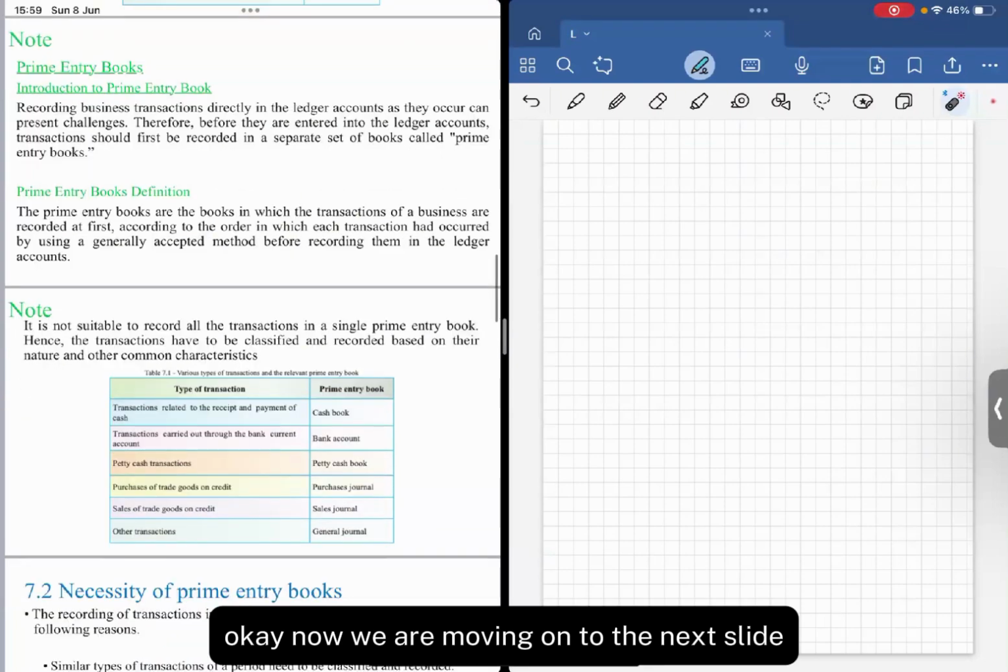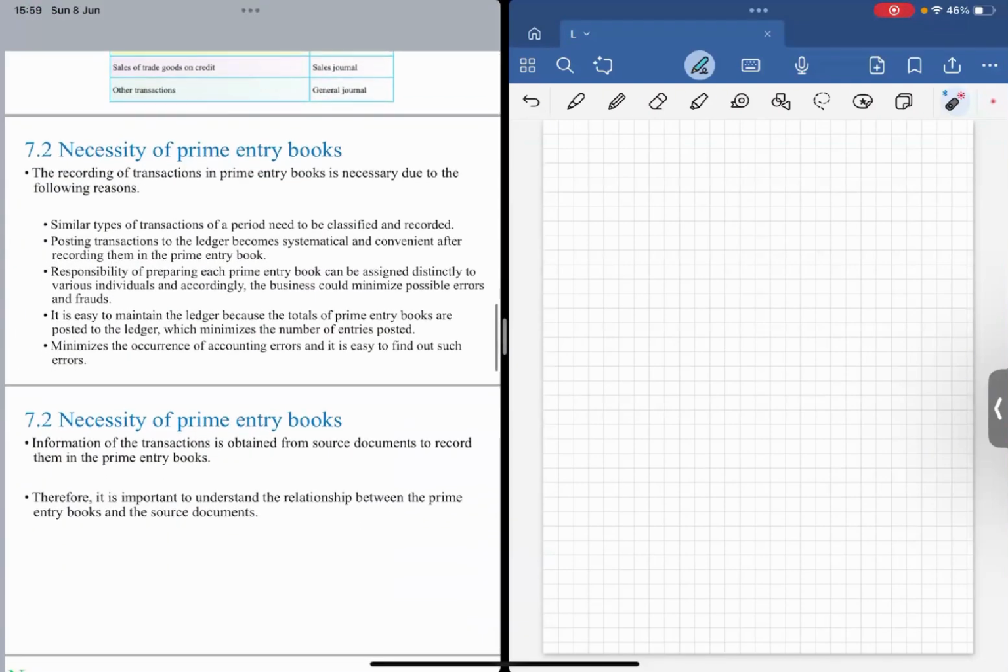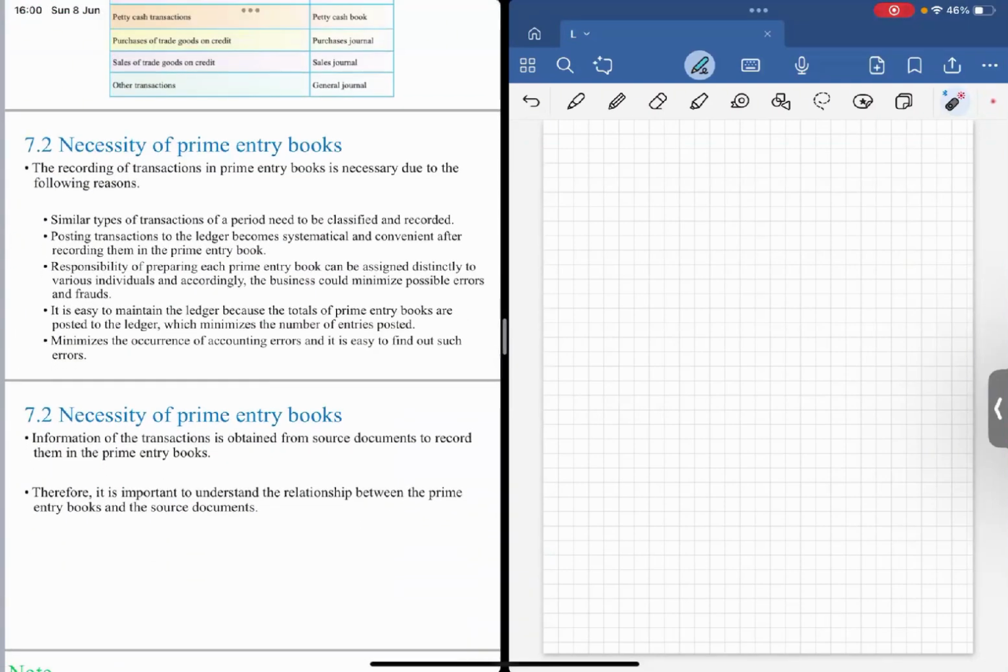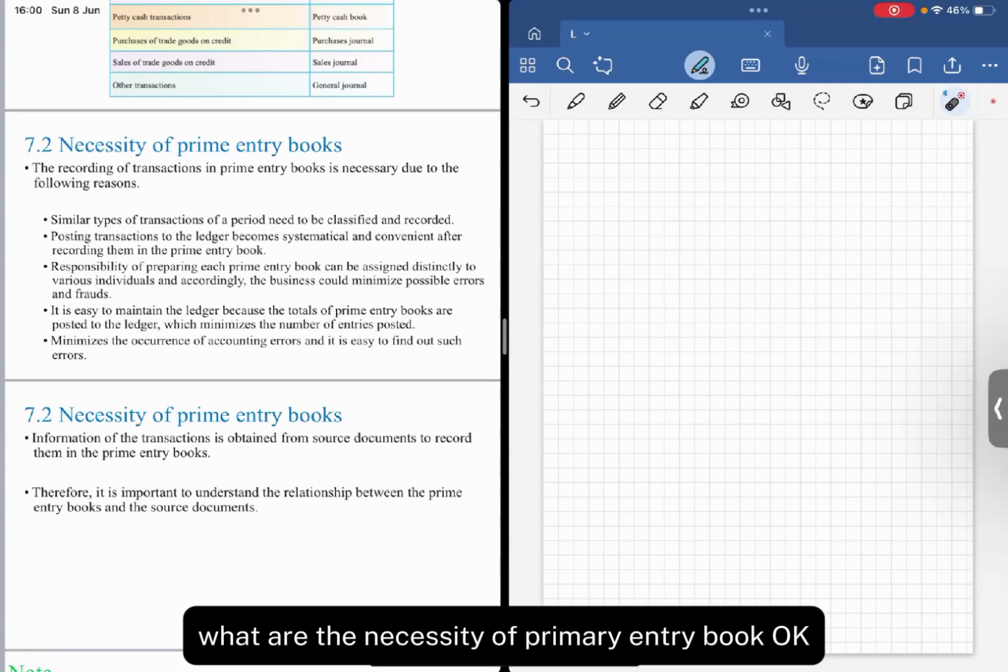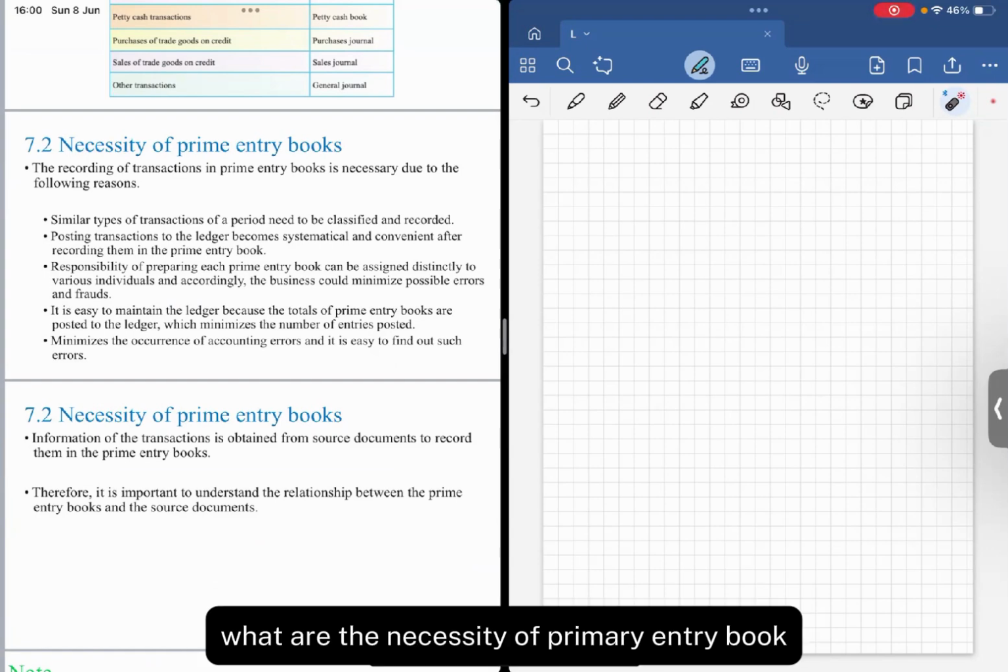Okay, now we are moving on to the next slide. So now we are going to look at what are the necessity of prime entry book. Okay, what are the necessity of prime entry book?